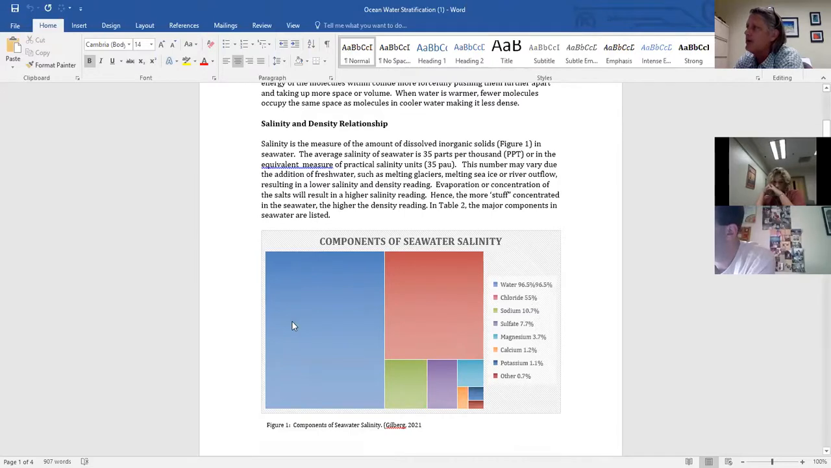But really, seawater is 96.5% water, and then 3.5% other. That's where you get the 35 parts per thousand. That's 3.5%. The more salt there is in water, the more solids there are in water, the denser water becomes. Another direct relationship.